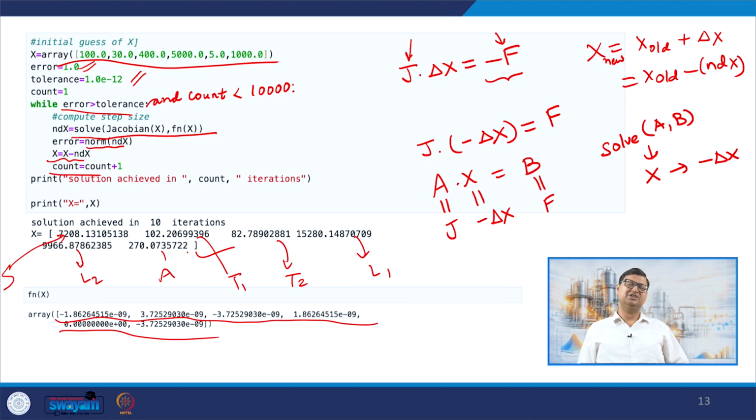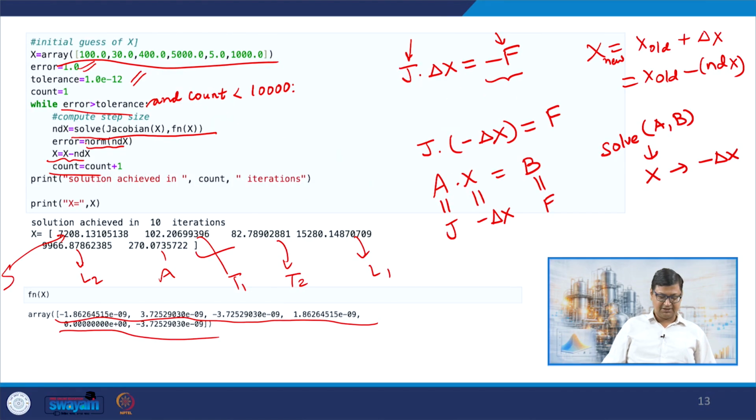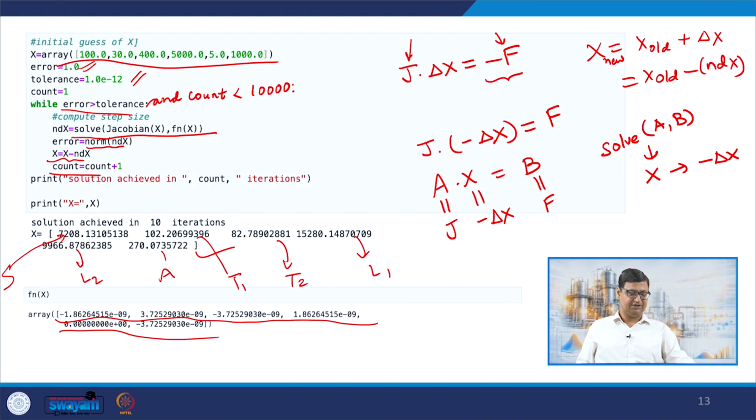I can do few consistency checks here. For example, my t1 must be higher than t2, which is indeed the case, and t1 must be less than ts, which is also the case because ts is defined to be 120, and my t2 must be higher than t3, which is also the case because t3 is 50 and I am getting t2 as 82. So my solution is kind of consistent, right? And therefore we can rely on this solution.